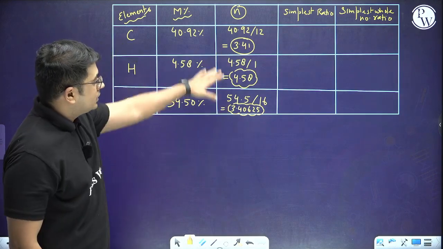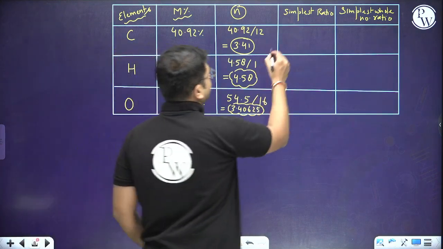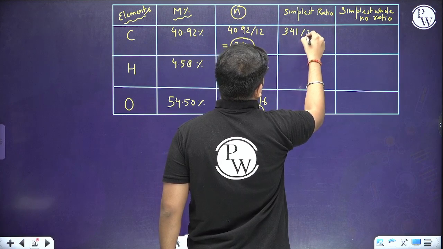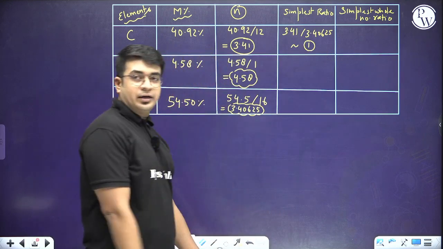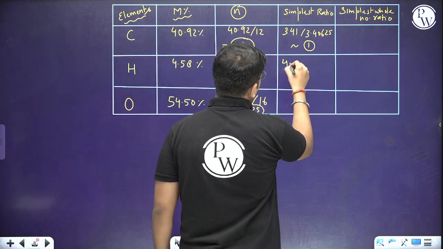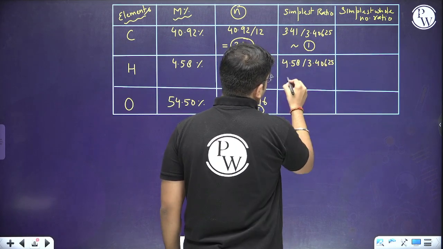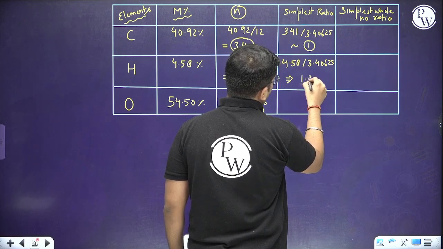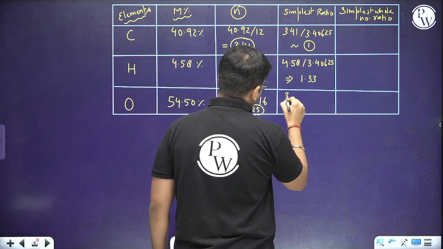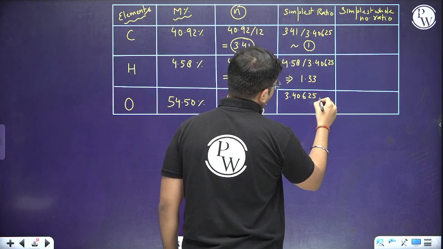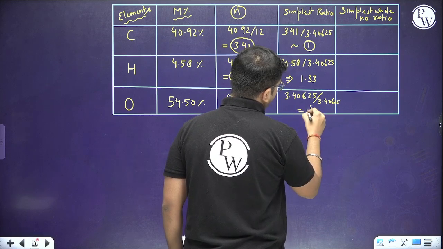Now in this case, we have to calculate the simplest ratio. The lowest value is this one. So I can say we have 3.41 divided by 3.40625, which is approximately equal to 1. Next, we have 4.58 divided by 3.40625, which will come out as approximately 1.33 if I'm not wrong, and this part will be 3.40625 divided by 3.40625, which equals 1.